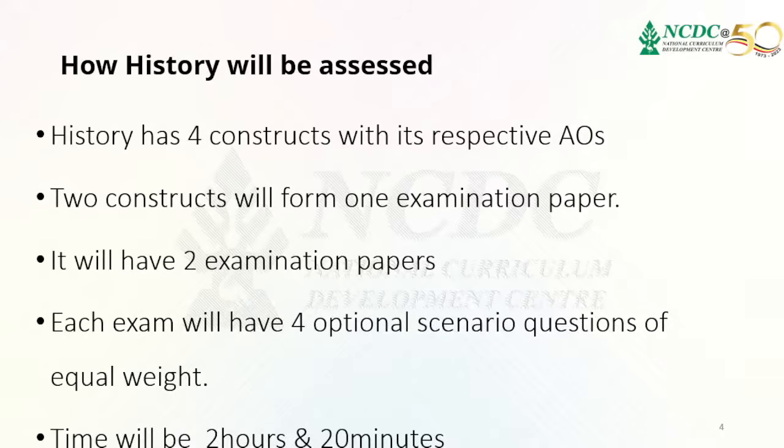History has 4 constructs with their respective assessment objectives. 2 constructs will form 1 examination paper. It will have 2 examination papers. Each exam will have 4 optional scenario questions of equal weight. Time will be 2 hours and 20 minutes: 20 minutes to read through the instructions and understand the paper, then 2 hours for answering the 2 selected items.